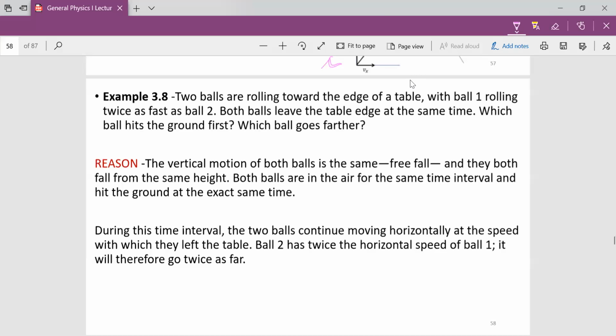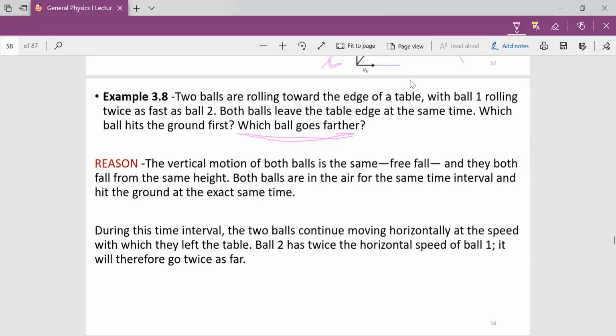So where the difference will come in is in which one is rolling farther, because both will hit the ground at the same time. All right, and what is the reason? The vertical motion of both balls will be the same. Whenever we say vertical motion, we are referring to the motion that is pulling it down, the y-axis, okay? Both will be under the same influence of free fall, and they are falling from the same height.